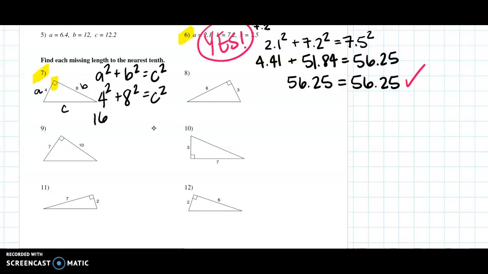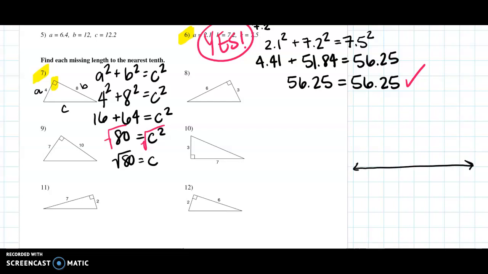4 times 4 is 16. 8 times 8 is 64. And that's going to equal c squared. 16 plus 64 is 80. So 80 is equal to c squared. To figure out what c is, we need to take the square root of both sides. So we know that c is equal to the square root of 80.